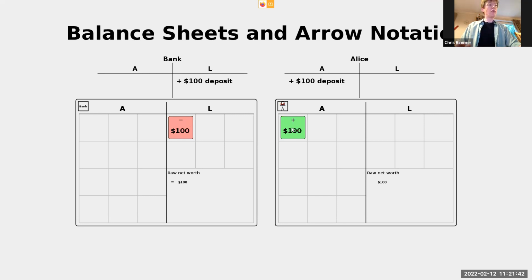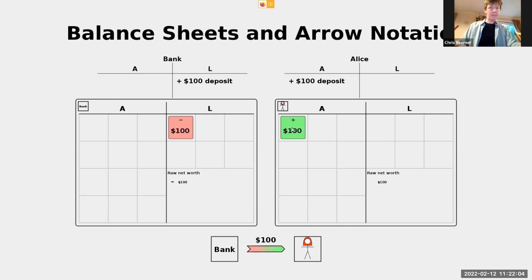So it turns out that almost all changes to balance sheets increase one person's raw net worth by exactly the same amount as another person's raw net worth decreases. So an economic action like this can be thought of as transferring some of one person's raw net worth to the other. I found it very useful to represent a transfer like that with an arrow like this.